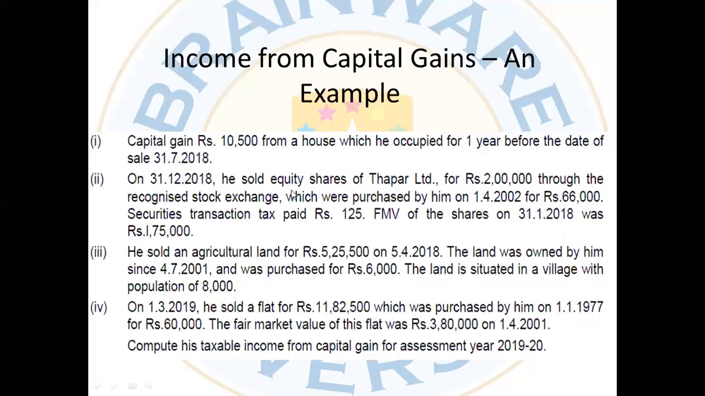10,500. Then he sold equity shares on the Stock Exchange, which were purchased by him on 1/4/2012 for 66,000. STT means security transaction tax paid on the fair market value of the shares. And then he sold another agricultural land, and then he sold another flat. So he has 1, 2, 3, 4 capital assets. Now we will see whether each is long term or short term. So let's do the sum.